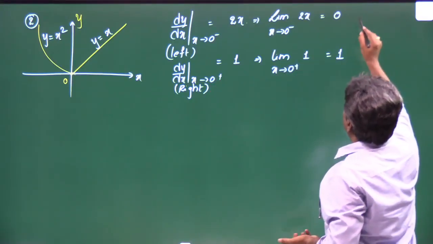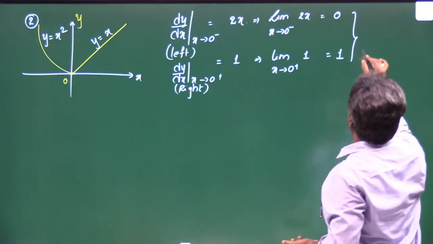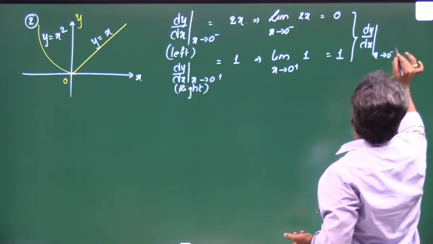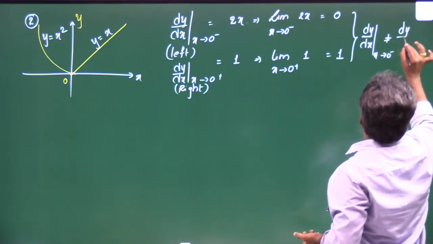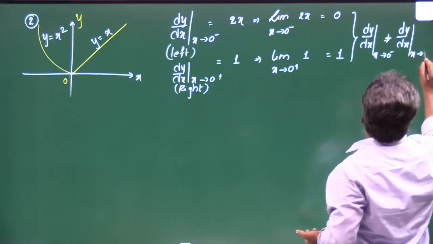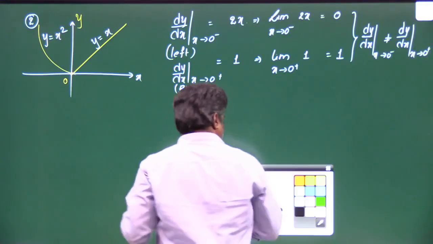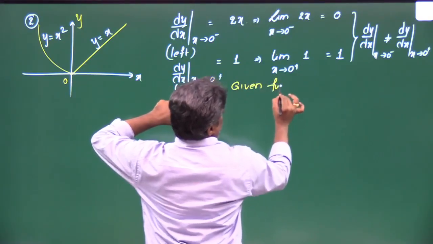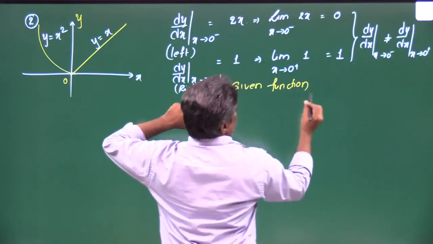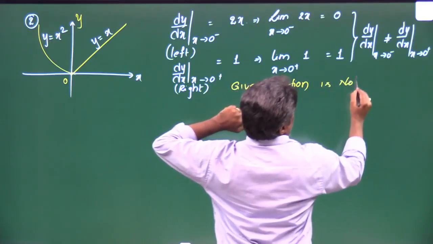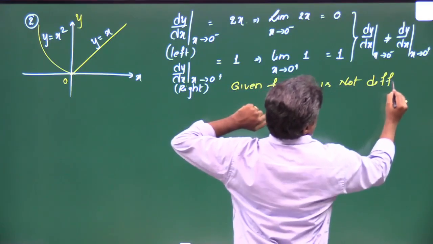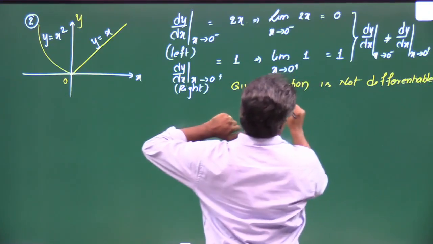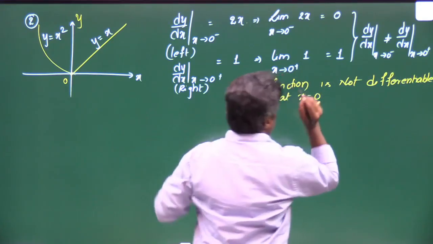Okay, so if you see this one, these two derivatives are not same. That means dy by dx as x tends to 0 minus is not equal to dy by dx as x tends to 0 plus. So what is the conclusion? The given function is not differentiable at x is equal to 0.